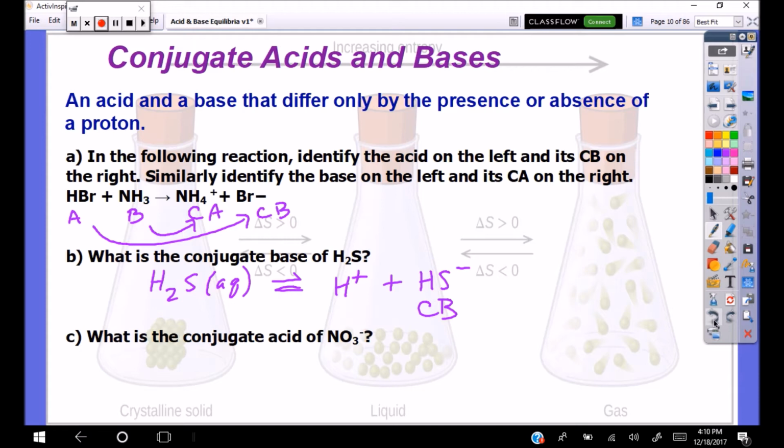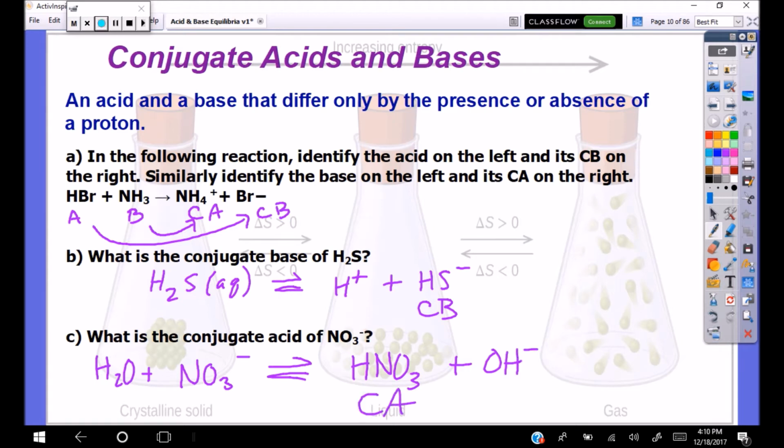Okay, conjugate acid of NO3-, which means nitrate is a base in this case. Well, if we are adding water to it, we would get HNO3 and OH-. And this would be our conjugate acid.